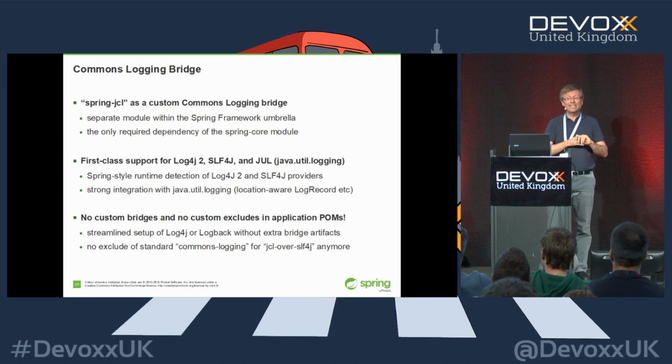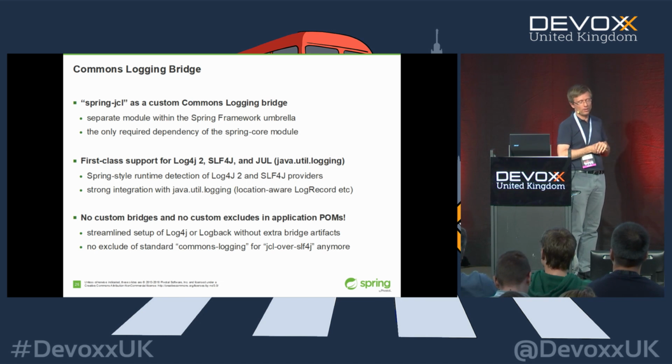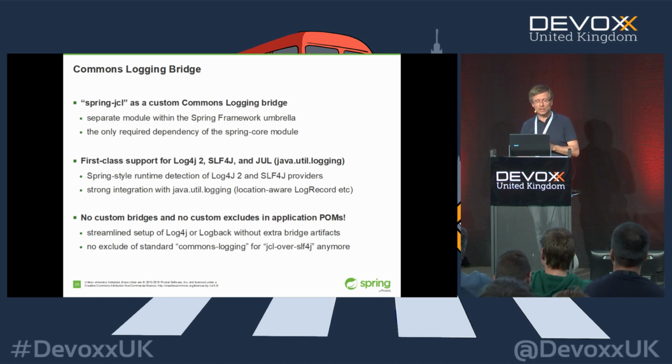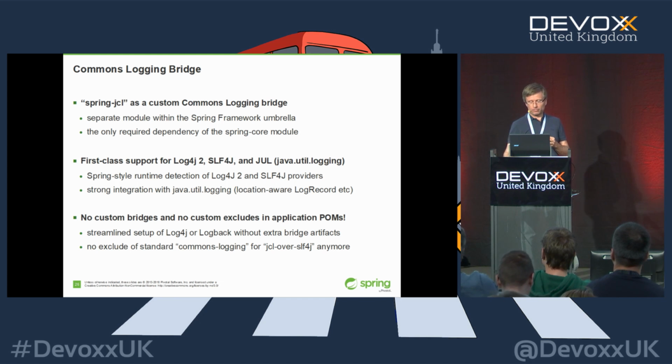Hopefully, if you insist, you can of course exclude Spring JCL and include the favorite bridge of your choice, like the standard SLF4J Commons Logging bridge. You can still do this, but we changed the default layout and the default recommendation for it, also materializing in Spring Boot 2 the same way.